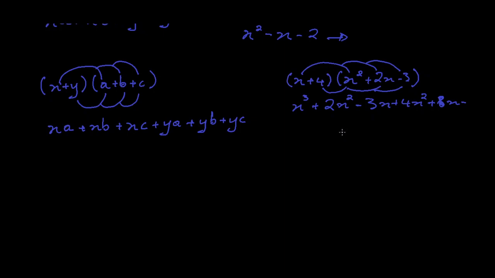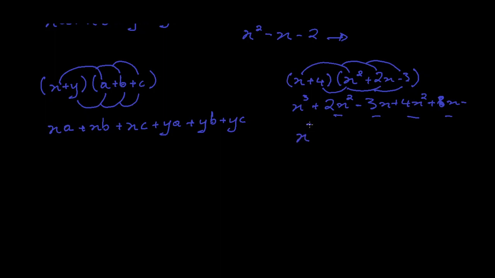Okay, so now that we're done, we are going to identify our like terms. Remember what a like term is? It's those terms that share the same variable. So in this case, we have 2x squared, which is a like term with 4x squared. Then we also have negative 3x, which is a like term with positive 8x. Then these two, x cubed and 12, have no like terms. So we're gonna drop them as they are.